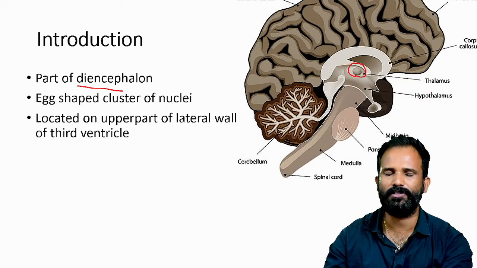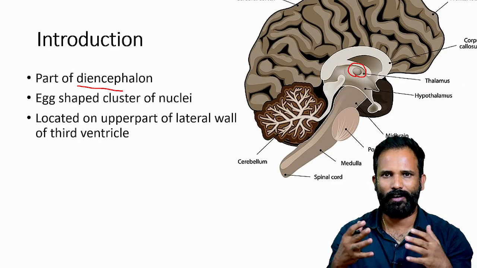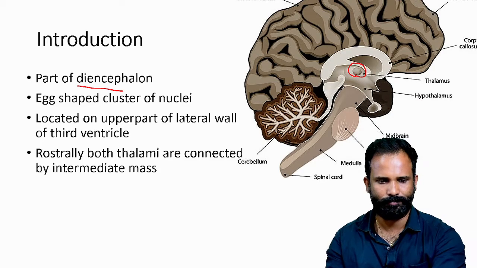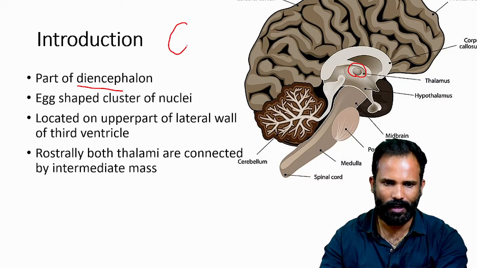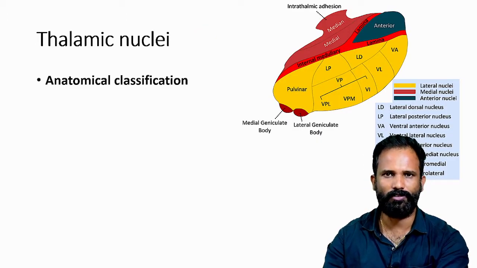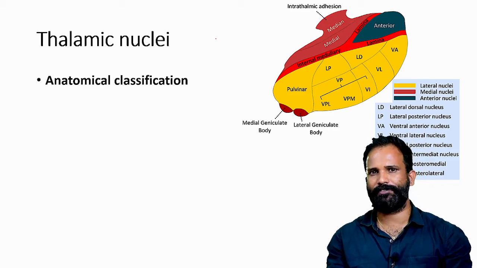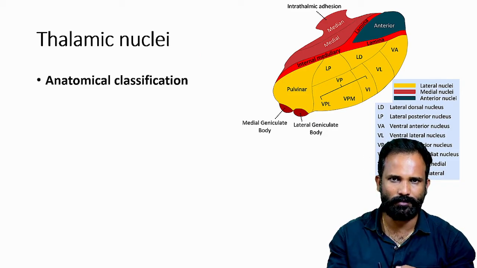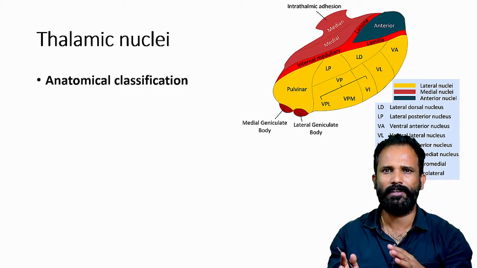So the thalamus is a cluster of egg-shaped nuclei located on the lateral wall of the third ventricle. There are two thalami, right and left, which are connected by the intermediate mass at the rostral end. Rostral end means the head end. And thalamic nuclei are classified according to their anatomical and physiological features. Anatomical classification is based on their location.